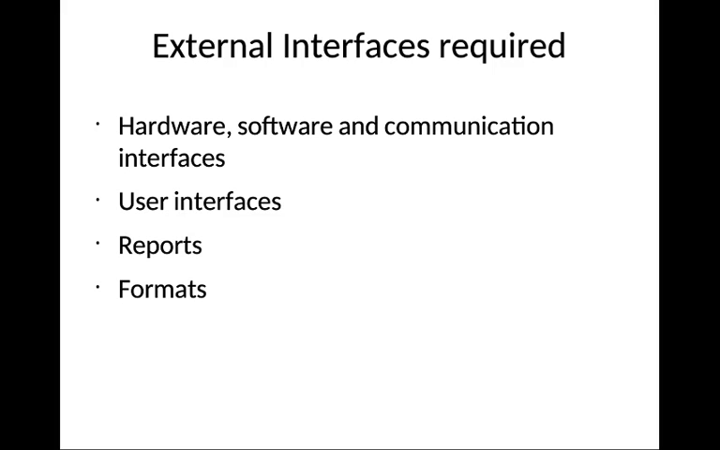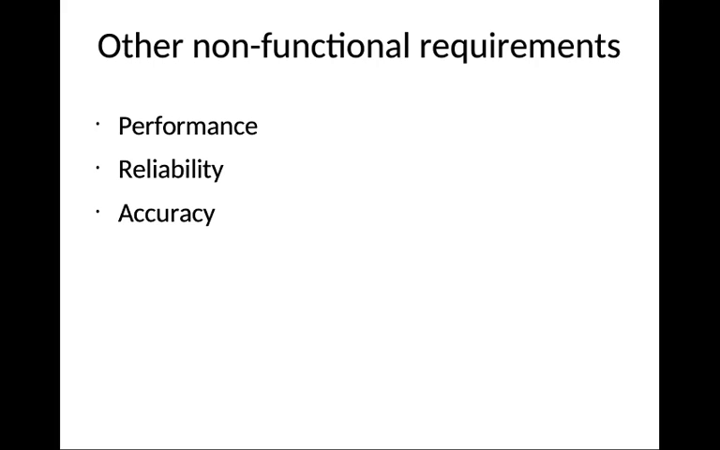Okay, reports, formats, etc. Then we have other non-functional requirements. So this is actually neither design constraints nor external interface constraints. Okay, so the main things that will come under this is performance requirement. So how many transactions can be done per second? All those things will come under performance, or the reliability of the system, how reliable the system is, or the accuracy of results, how accurate our system is, the security measures, all this will come under this other non-functional requirements.